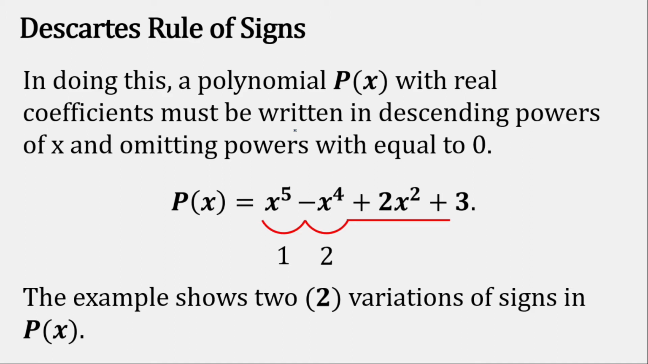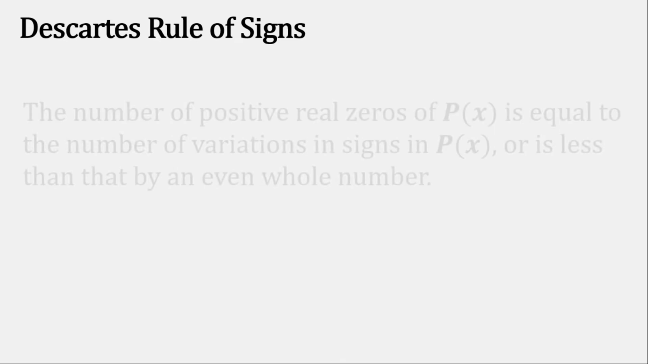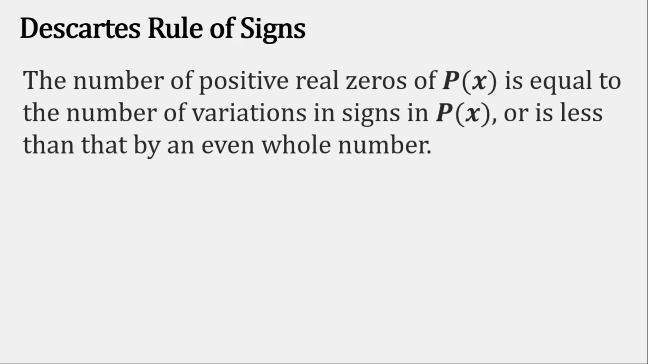Now let's define Descartes' rule of signs. It says that the number of positive real zeros of a polynomial P of x is equal to the number of variations in sign of that polynomial, or less than it by an even number. Meaning, if we count the variations in P of x, that number is the number of positive real zeros, or that number less an even number.